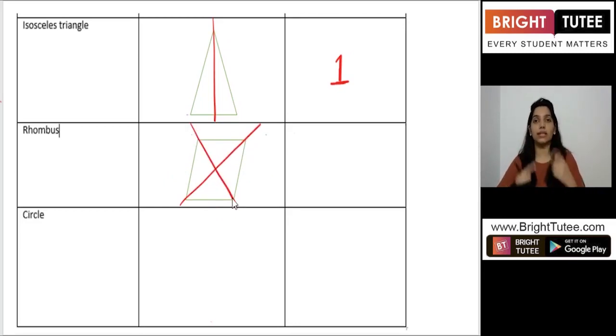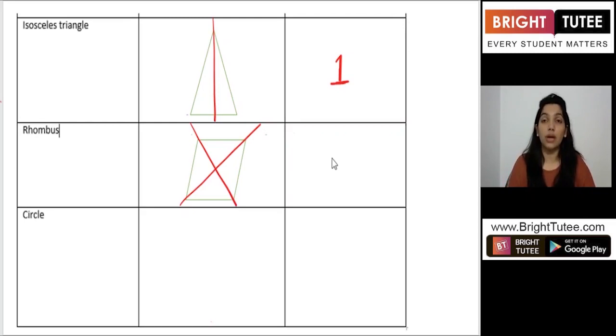Okay, so I just said it the other way earlier. If you're talking about a rhombus, you cannot draw the vertical and the horizontal line of symmetry. What you can draw are the lines of symmetry along its diagonals. If you want, you can try by drawing a rhombus yourself, and in total it has 2 lines of symmetry.